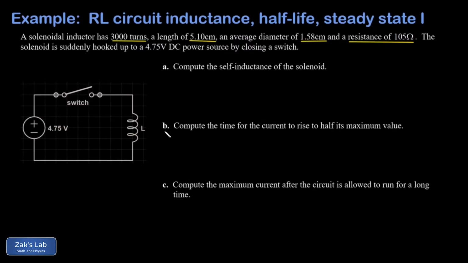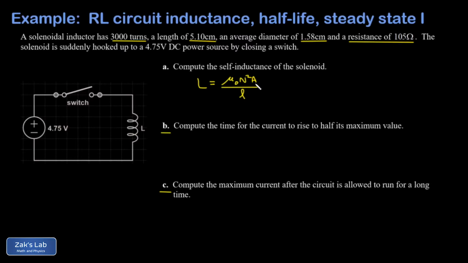Then, given the inductance and the resistance, we should be able to figure out the half-life for the current as it grows in this circuit after we close the switch. And then finally, we're going to look at what happens in the long run if we leave that switch closed. So first, we need the self-inductance of this coil. And I'll post a link to the video where this was first discussed.